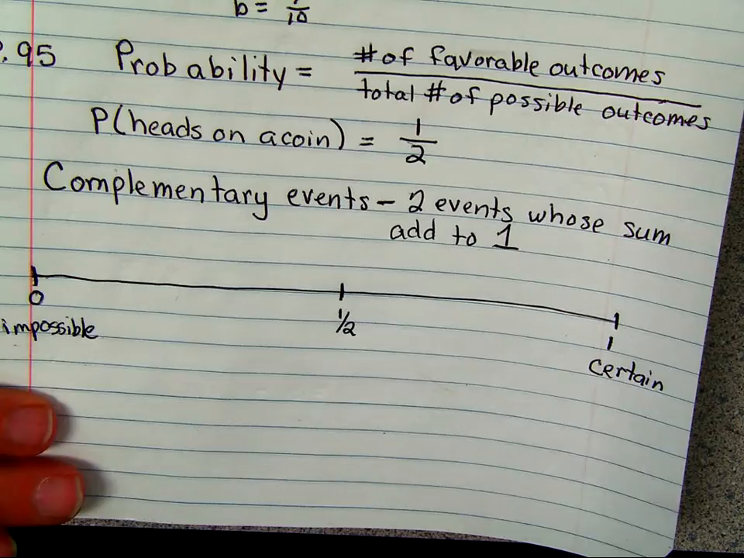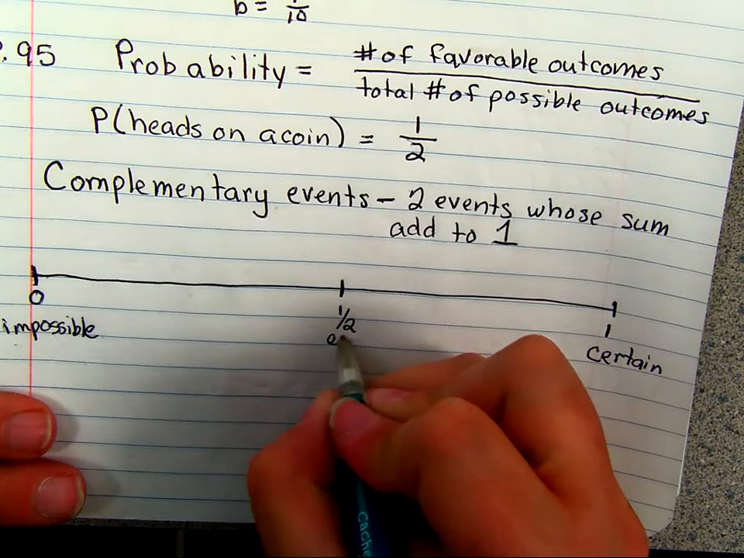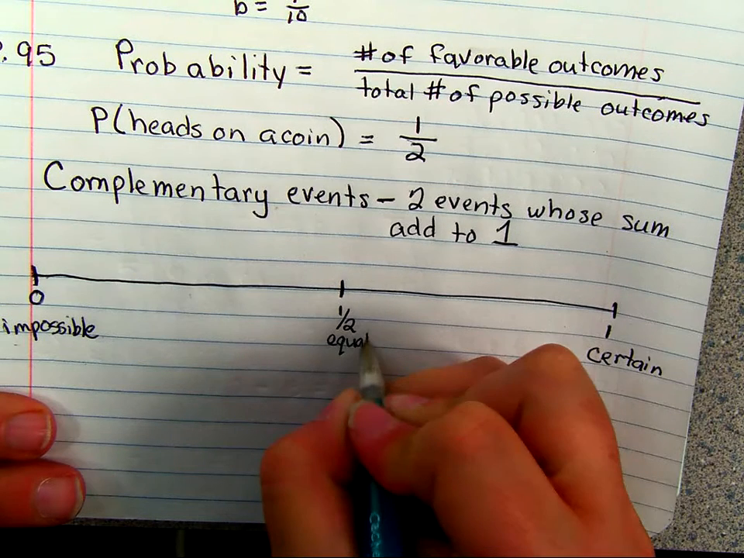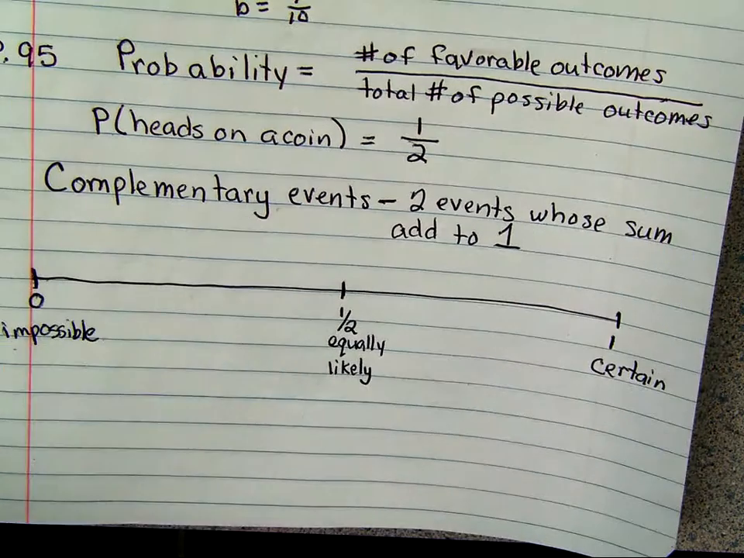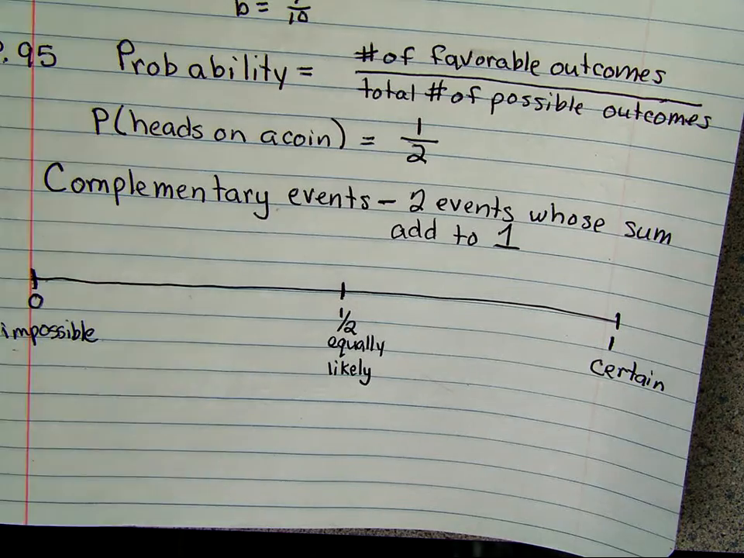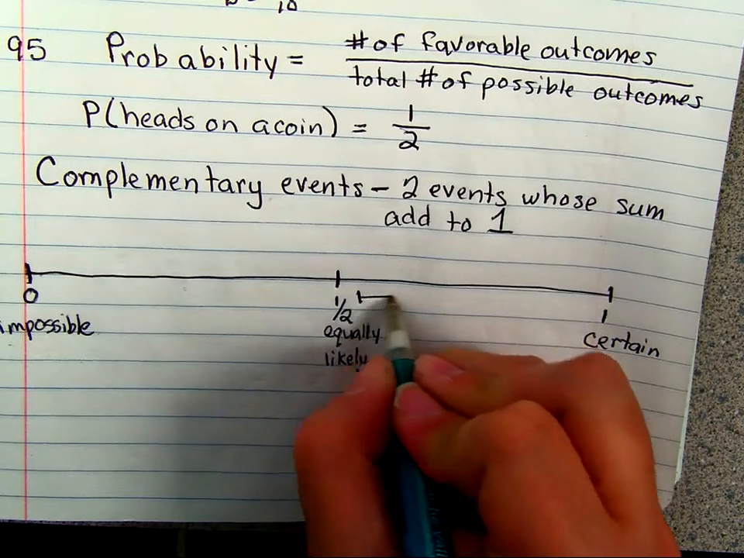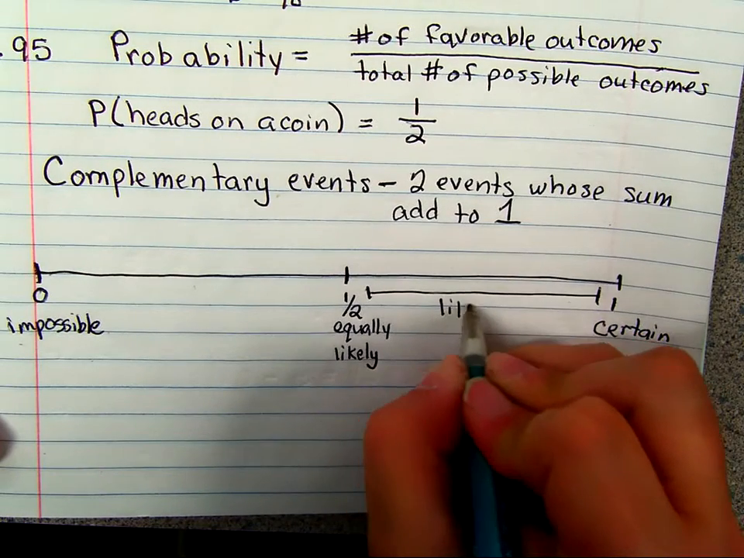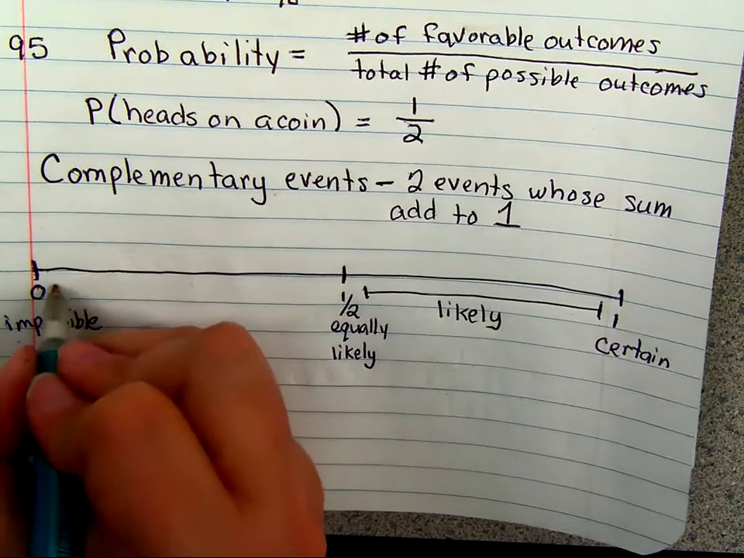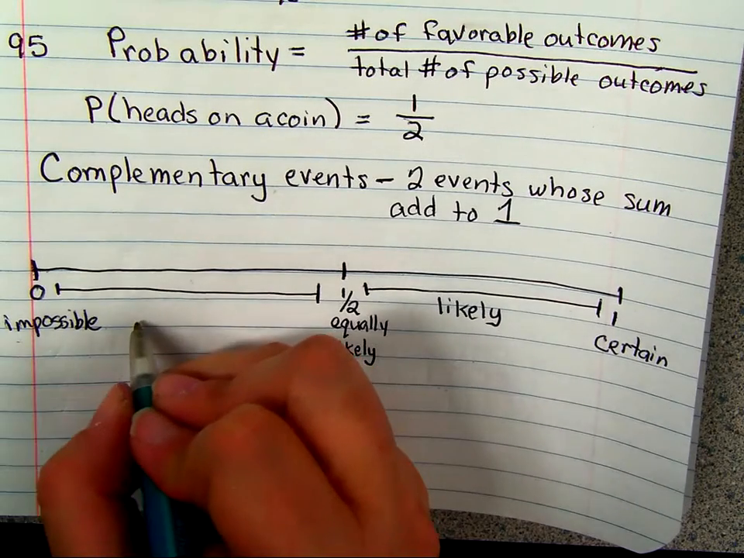Now, when we looked up here at heads on a coin, we got 1/2. That is equally likely. So it is equally likely for me to get a head or a tail on a coin when I flip it. So in this space between 1/2 and 1, if it falls in there, we say it's likely. And if it falls between 0 and 1/2, we say it is unlikely.